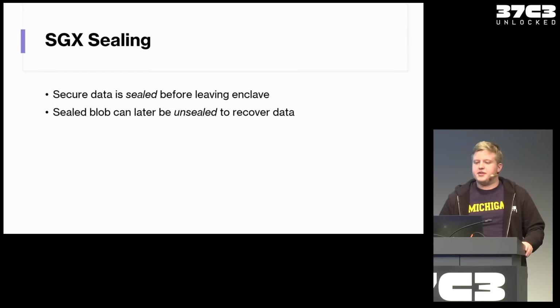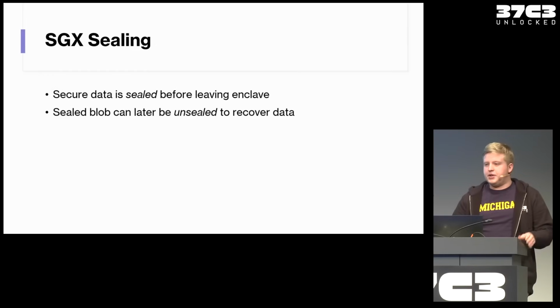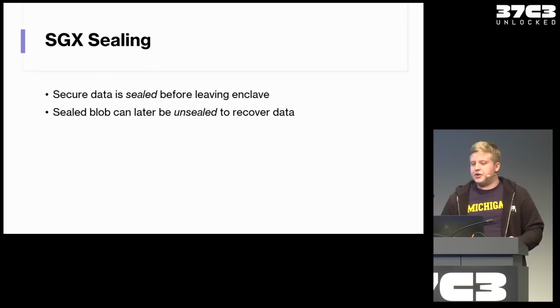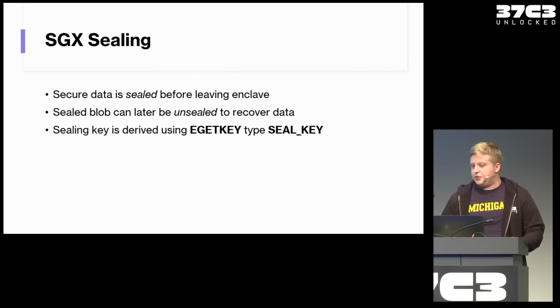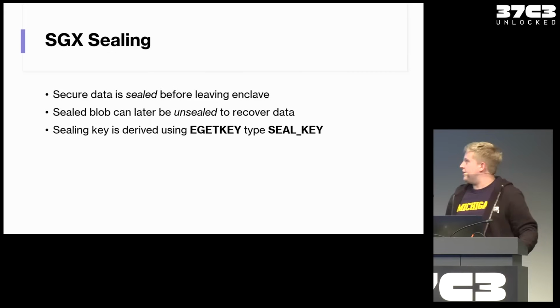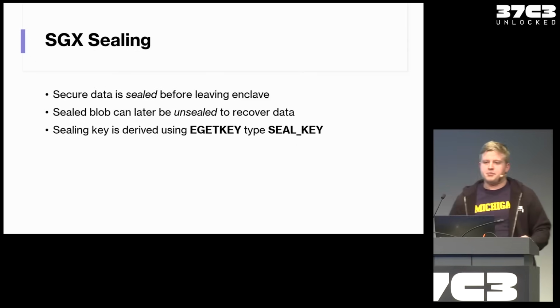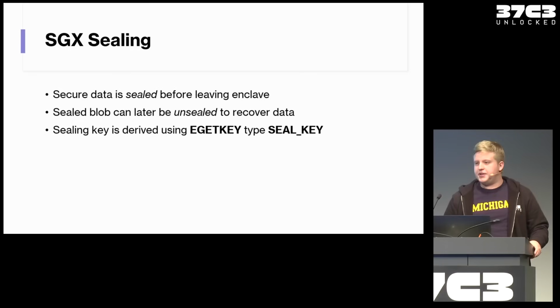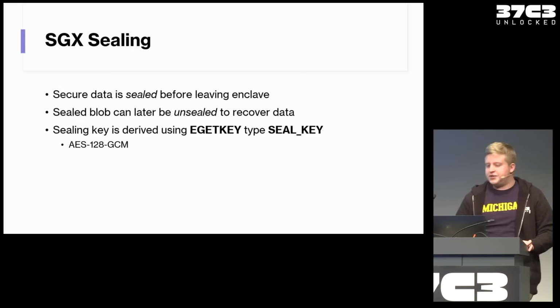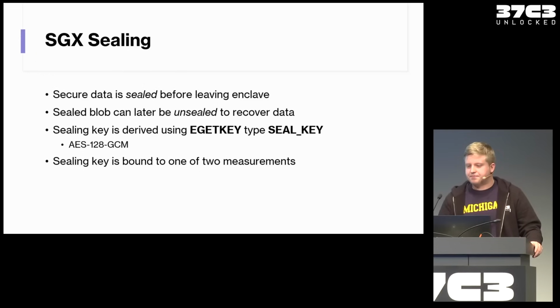Well, that brings us to SGX sealing. Secure data has to be sealed before leaving the enclave. And this sealed blob can be written to disk, non-volatile memory, passed around, whatever you want, and then later it has to be unsealed to recover the data in the enclave. And to do this, there's a special leaf for EGETKEY called the seal key, which will do some microcode magic, derive the seal key, and return it to you. And then you can just throw that into AES-GCM and do your crypto.